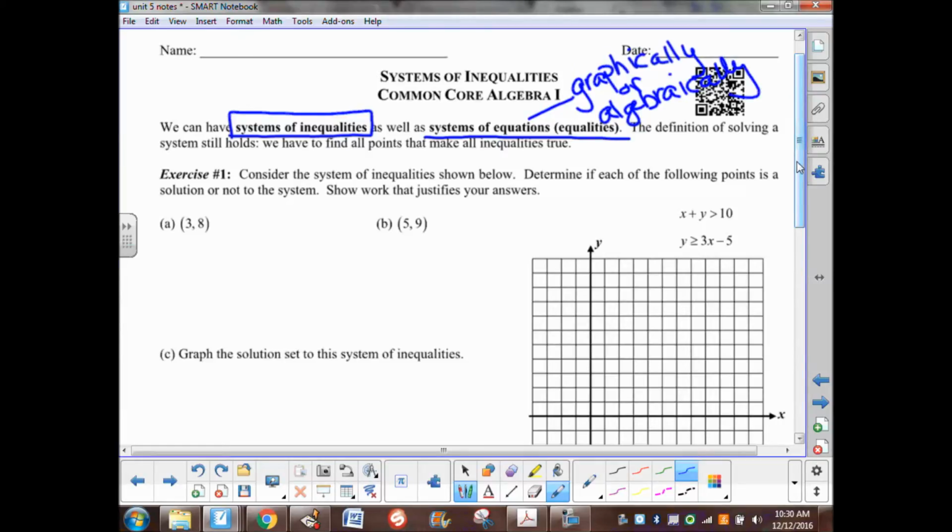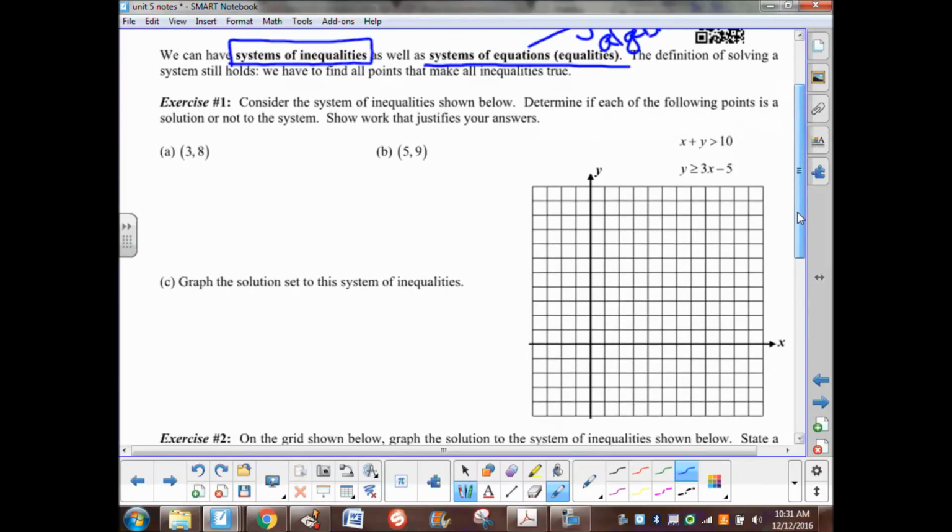When you're solving inequalities, we only have the option to solve it graphically because there isn't just one solution. There are infinitely many solutions to a system of inequalities. So it says, consider the system shown below. Determine if each of the following points is a solution or not a solution. Show the work that justifies your answer.